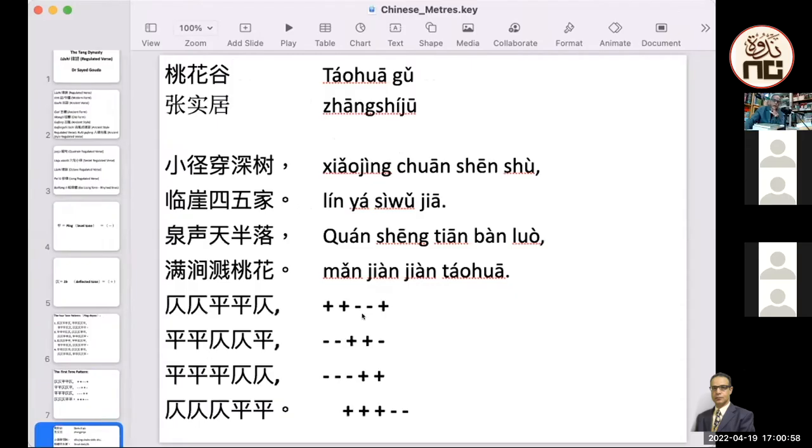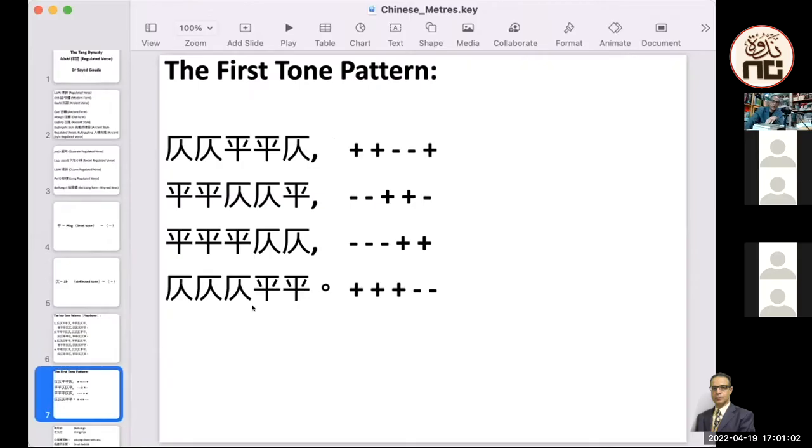Let's take an example of the first pattern. We'll take a poem as an example of this first tone pattern. Remember the pattern starts with zi, zi, ping, ping, zi. This is the first line. And then the second line is just the opposite. And then the third line, ping, ping, ping, zi, zi. And then the fourth line is the opposite of the third line. And we are going to explain all of that now.